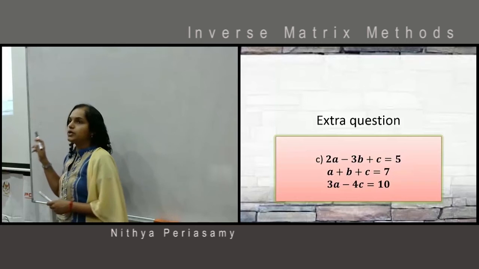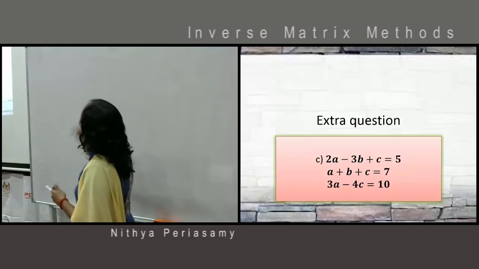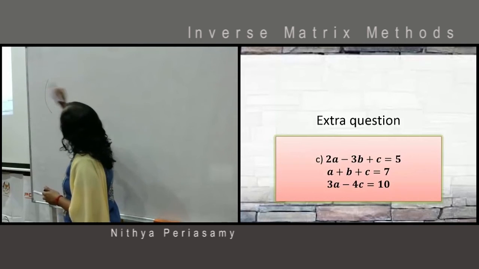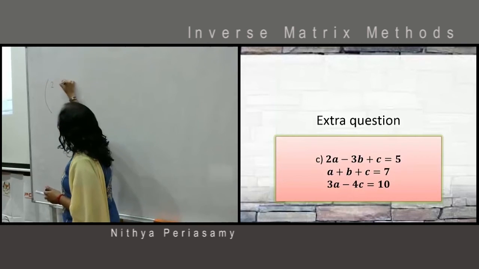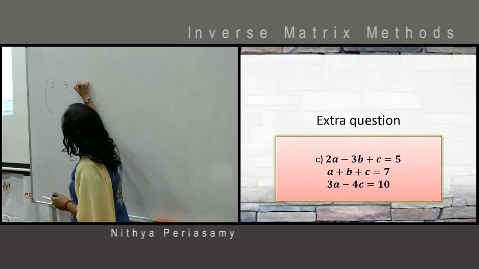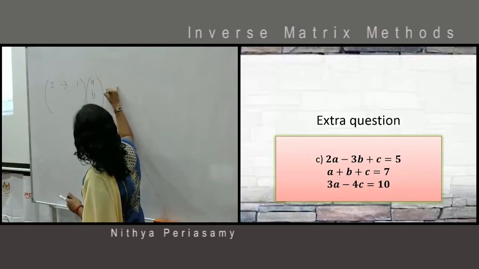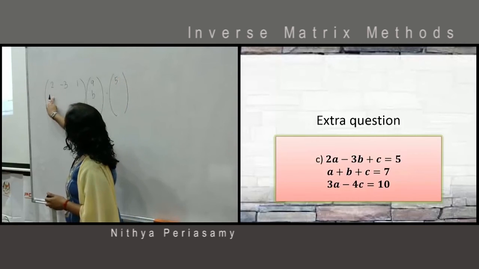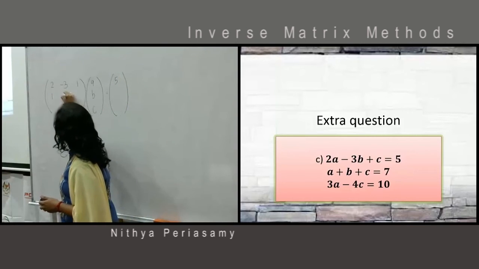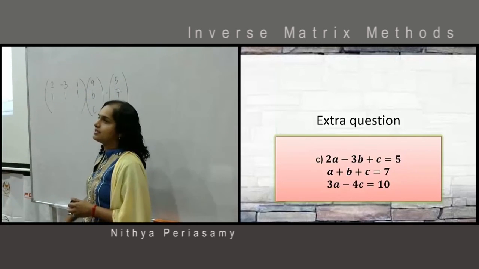Okay, these linear equations you're going to put in matrix form. How? Okay, the first step. The first linear equation, you'll be getting 2, minus 3, 1, times A, B, C, equivalent to 5. Okay, next. The next linear equation is 1, 1, 1, equivalent to 7.